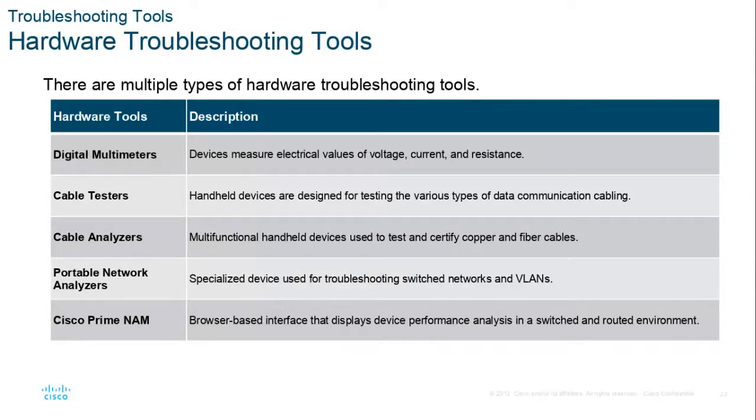Other types of tools, digital multimeters can, for example, measure the resistance of a wire from one end of the cable to the other to determine if the wire is bad.